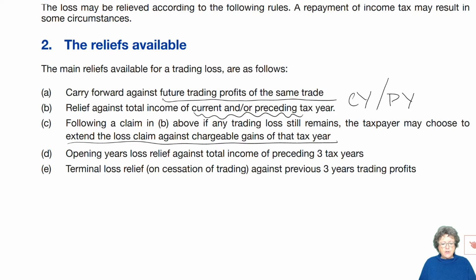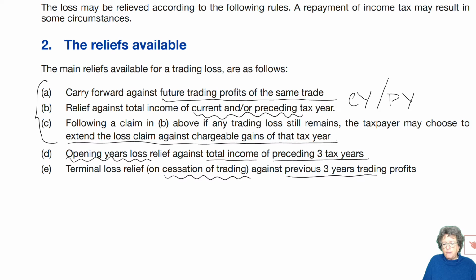Now, there is a special opening year's loss relief which you can claim against total income in the preceding 3 years. So these are the 3 normal ones. Opening years is a special one for opening years when you first start to trade. And then there is one at the end when you cease to trade. Again, you can carry it back 3 years. That's first in, first out, and that's last in, first out. And we're going to do that in some more detail now.